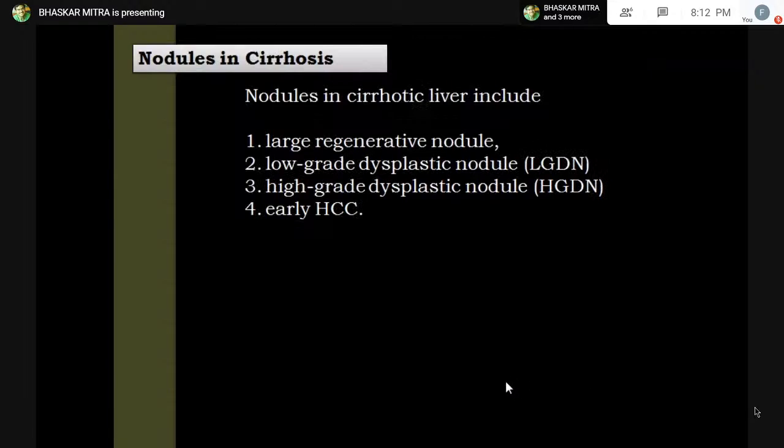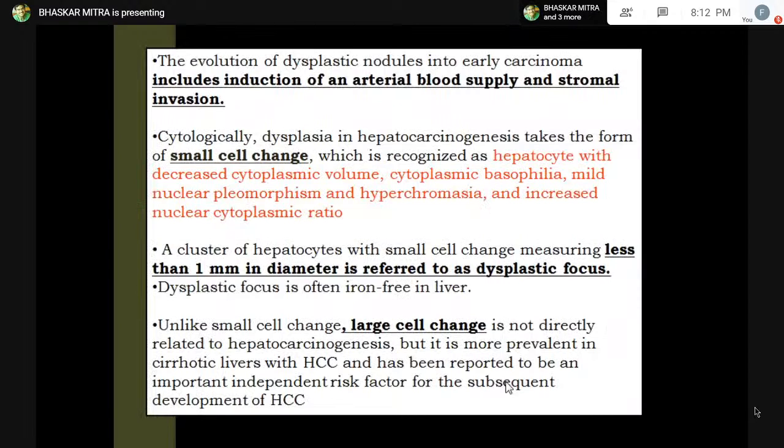Now coming to the backdrop of a cirrhotic liver: the large regenerative nodule, as I previously discussed, and the diffuse regenerative nodules in regenerative nodular hyperplasia. Here come another two things, that is the low-grade and the high-grade dysplastic nodules. Now, what are dysplastic nodules? A dysplastic nodule is a precancerous condition.